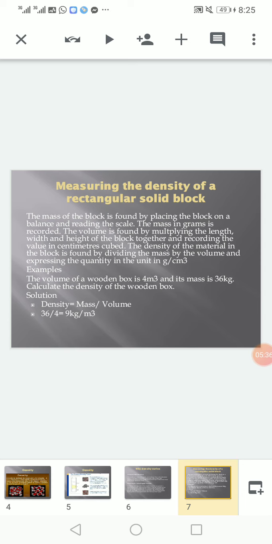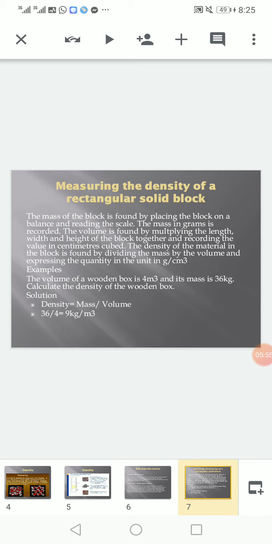Measuring density of a rectangular solid. The mass of a block is found by placing the block on a balance. In order to measure the density of a rectangular solid block, the first thing you do is to measure the mass on a balance scale and take the reading. The mass in grams or kilograms is recorded.